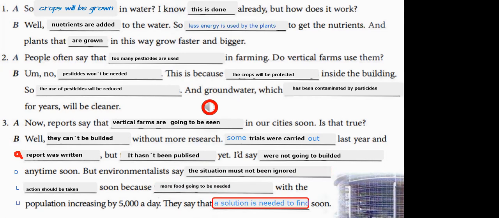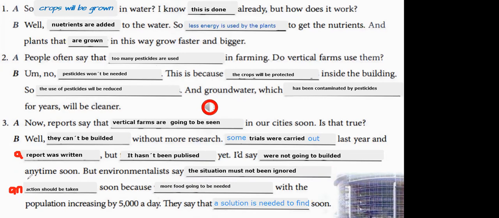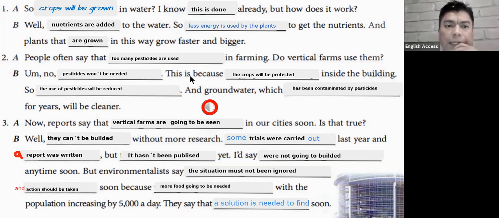The word and, an action should be taken. An action. And the next one? Okay, is that it? Listen again and check your answers.